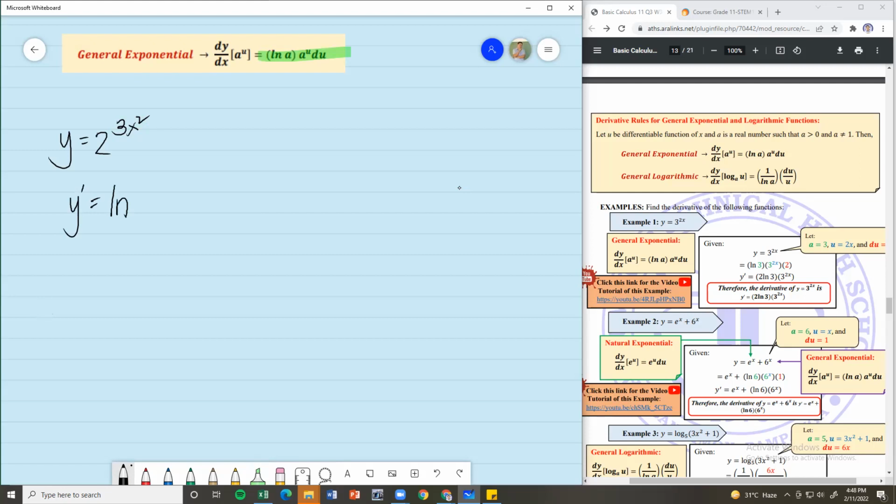ln, your a here is 2. This is your a. Okay? So therefore, that becomes ln2 times a raised to u. Just copy this. A raised to u, you will have 2 raised to 3x squared. And then multiply by the derivative, only this. After you put ln2 and copy this, only here do you take the derivative.